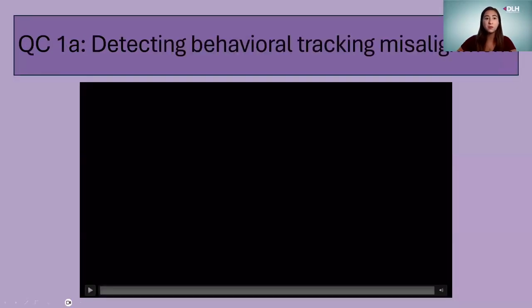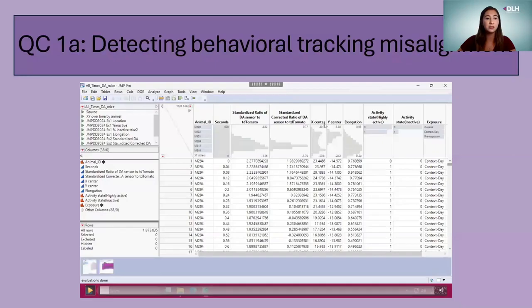All right, so let's start with our first QC. We're going to go to JMP Graph Builder. I'm going to introduce you to this data set a little bit. So you see we have our animal ID, different for each animal, their time. We have 2 different measures of their brain signals, of this dopamine signal in this case. We have their X center and their Y center here.